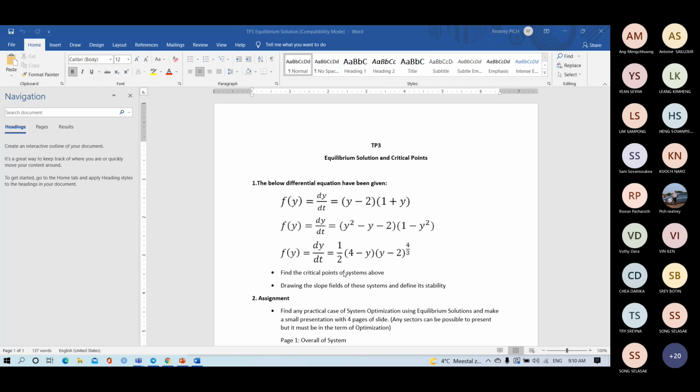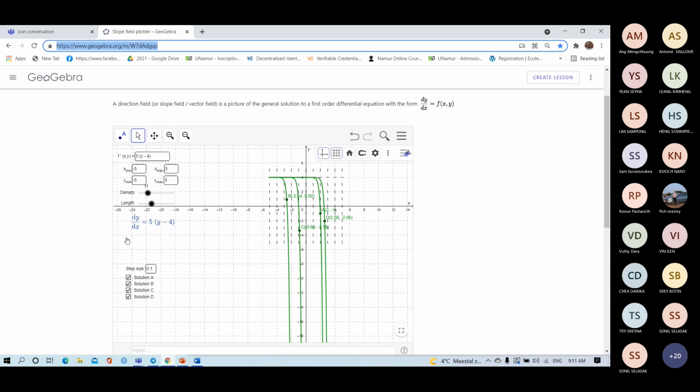If you do not make it, can you draw the phase diagram? Oh, and this one you are only asked to draw the slope field, right? Yes. Based on our system, our slope field cannot distinguish all the cases. So in order to define the stability, you have to draw the phase diagram.